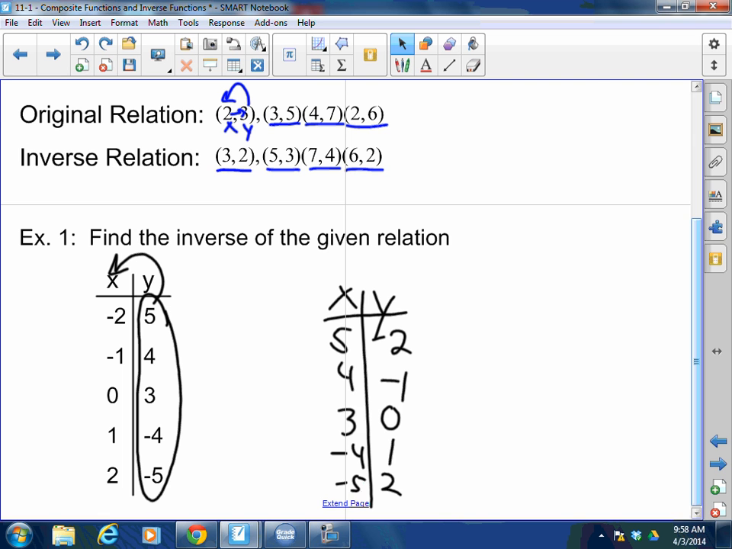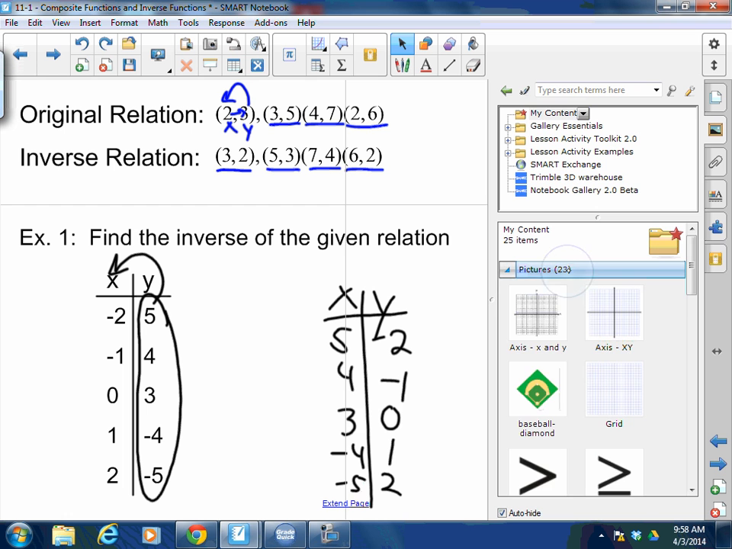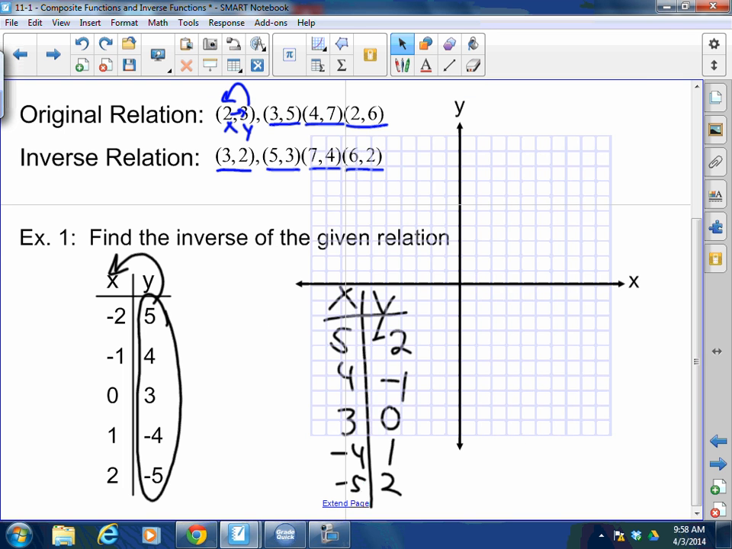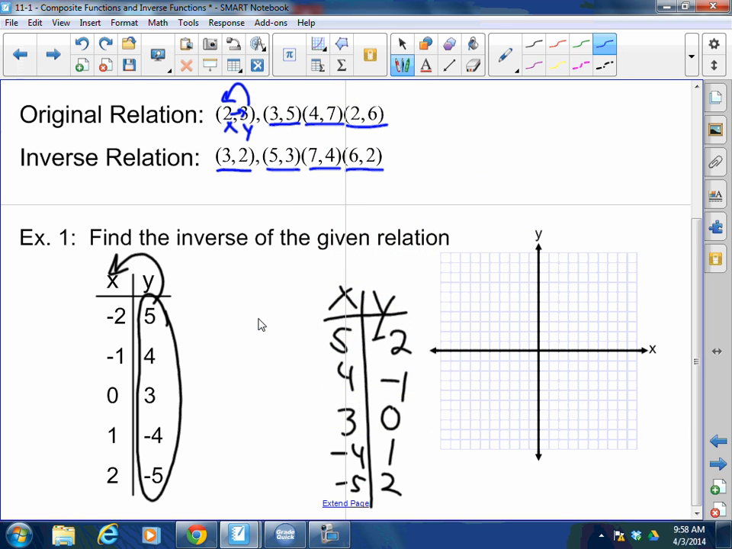Now, Mr. Morrow, this is all great. So what? Let me show you what happens when you graph these two different functions. I got negative 2, 5. I'll do this in blue. Negative 1, 4. 0, 3. 1, negative 4. And 2, negative 5. So this guy goes like this.